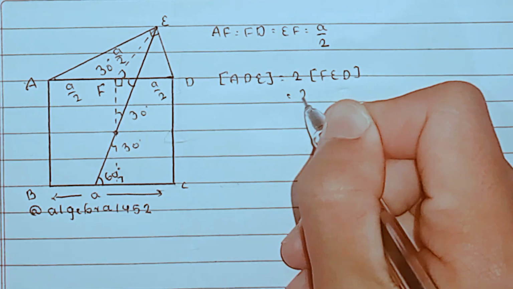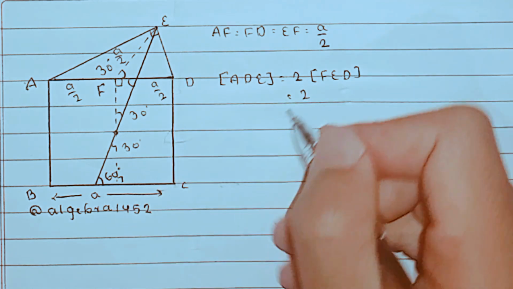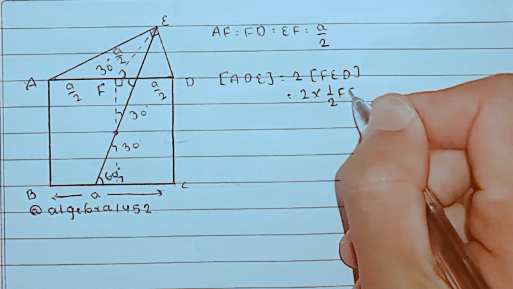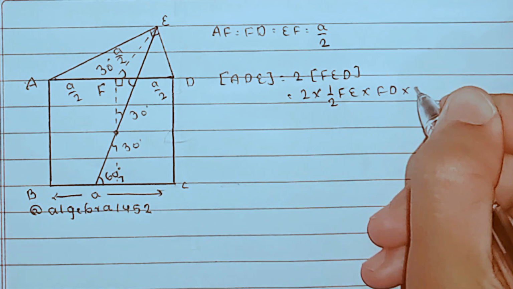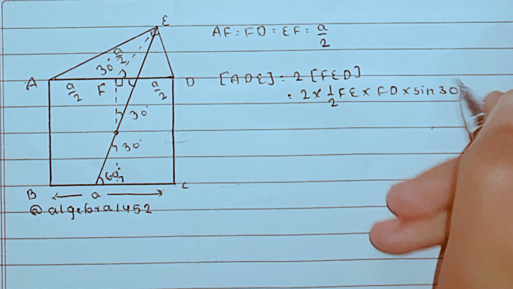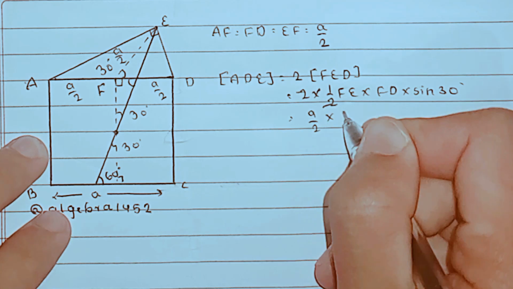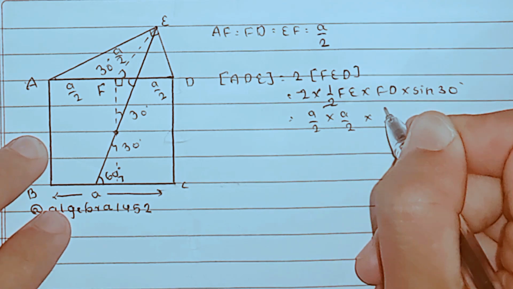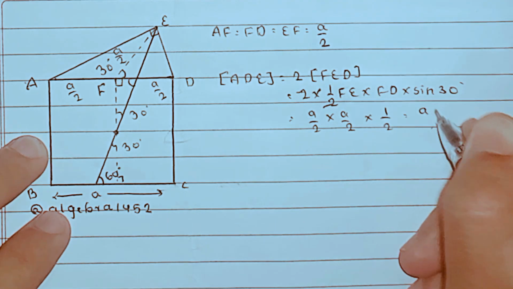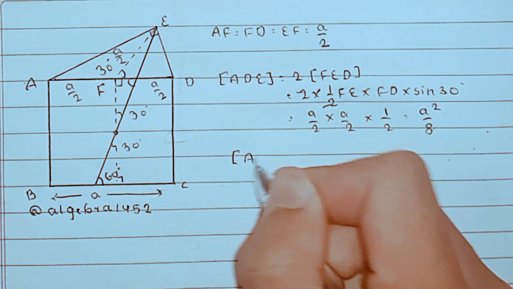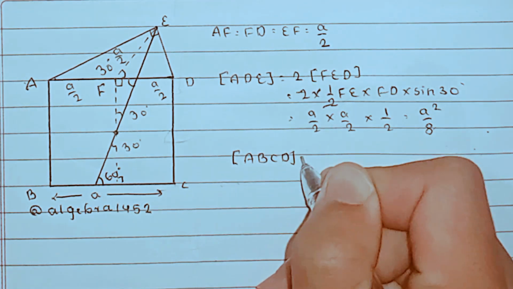And the area of this triangle FED is equal to half of FE into FD into sine 30 degrees. So FE equals A by 2, FD equals A by 2, and sine 30 equals 1 by 2, which equals A square by 8. And the area of this square, area of square ABCD, is equal to A square.